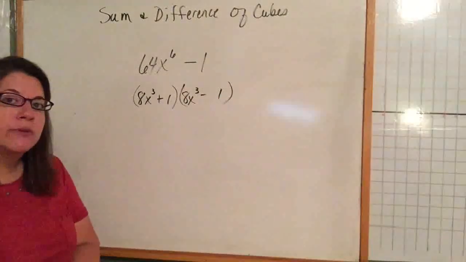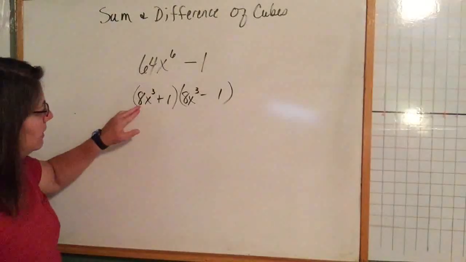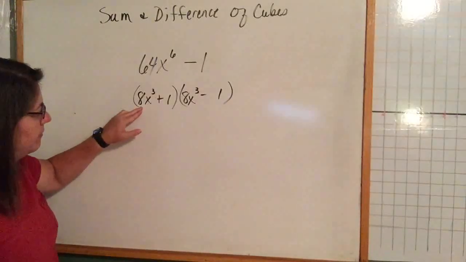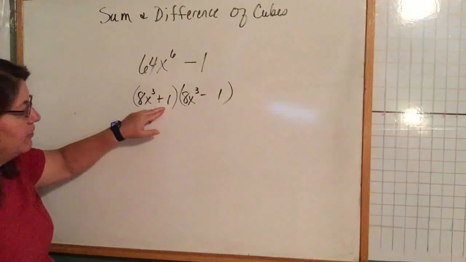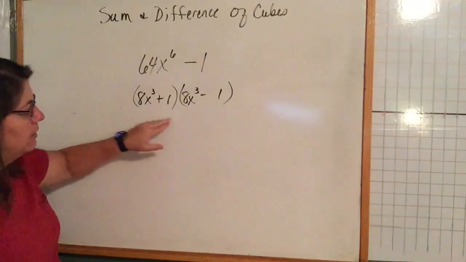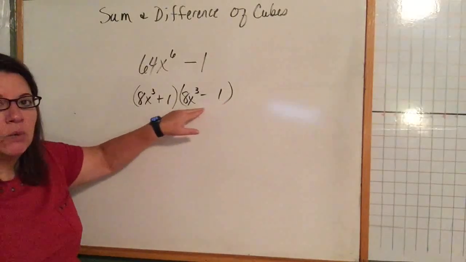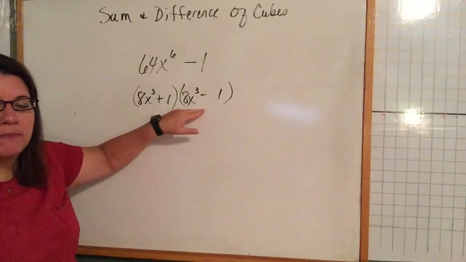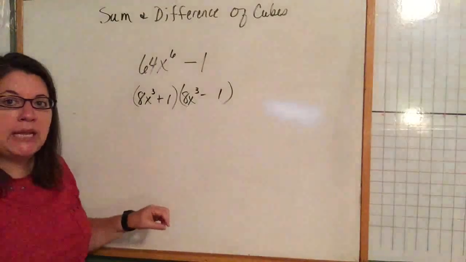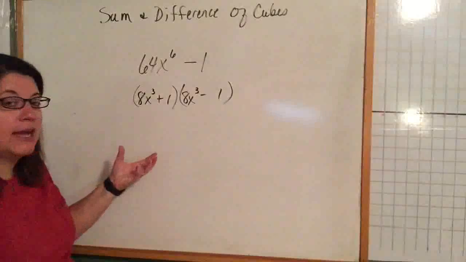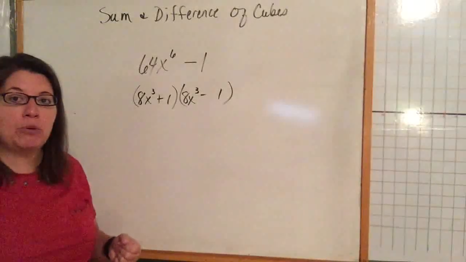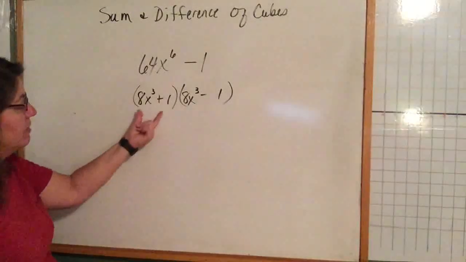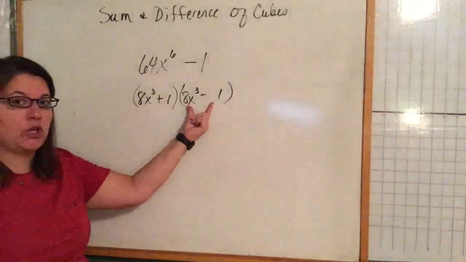Now look at what's left. We have a cube and a cube. We have the sum of cubes here. Look at what we have here. We've got the difference of cubes here. So now we need to factor both of these again. They're both perfect cubes. So this is the sum of cubes, this is the difference of cubes.